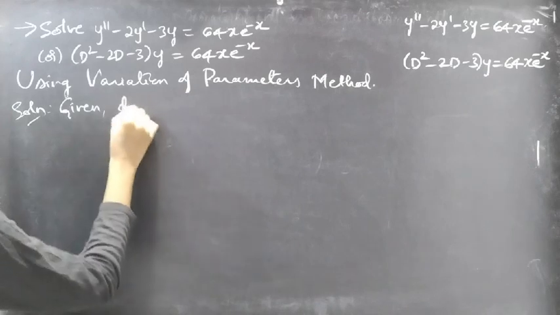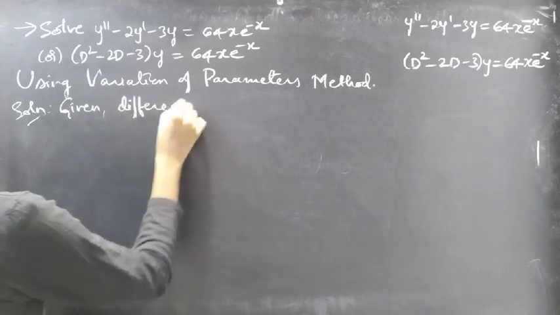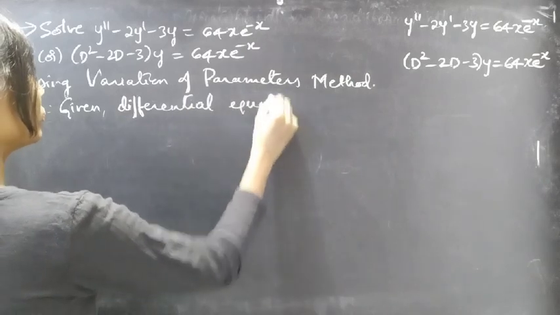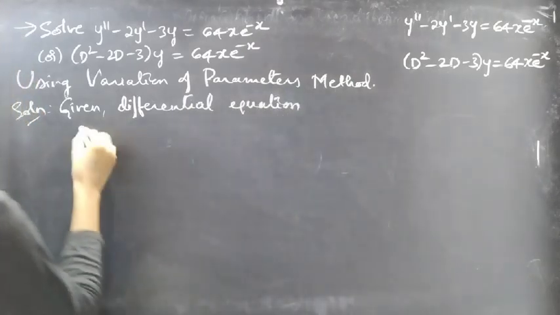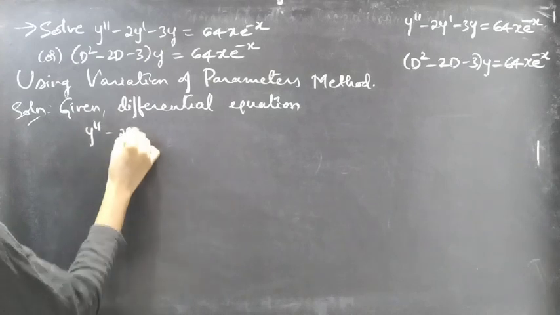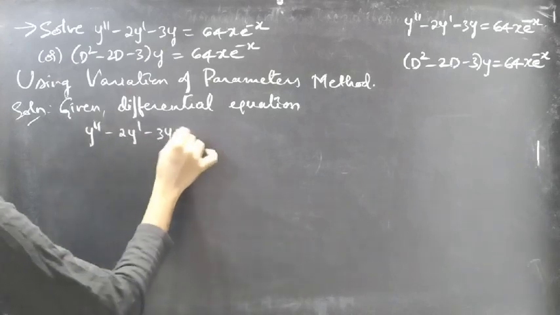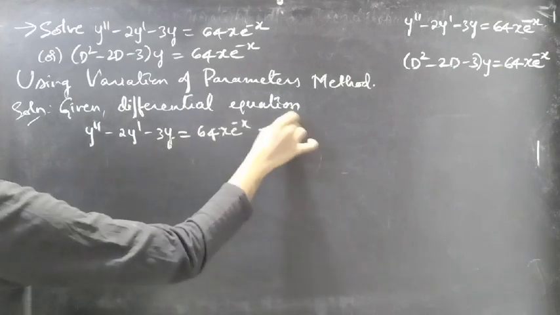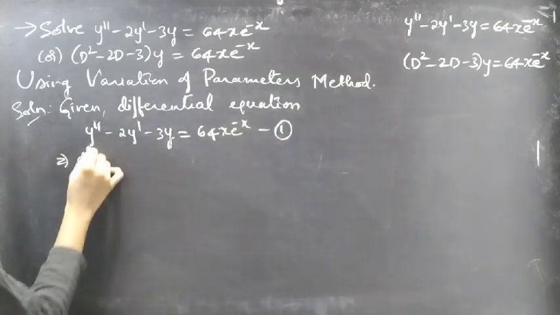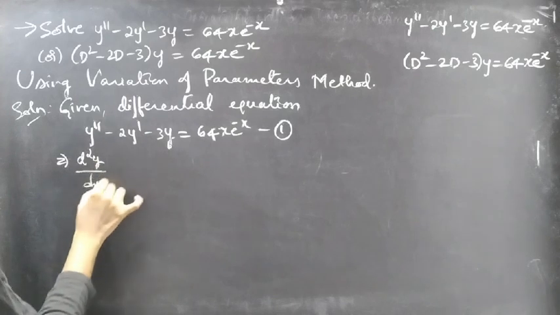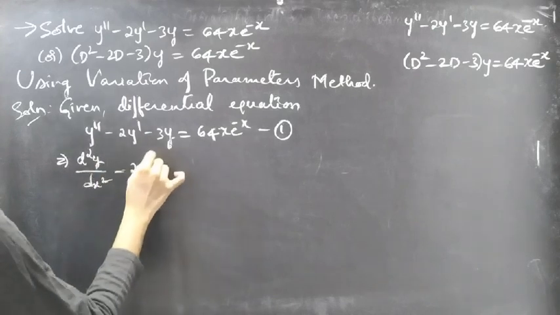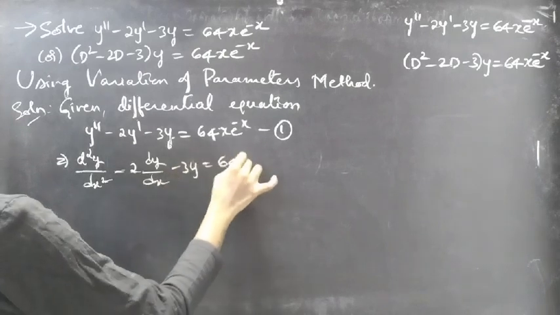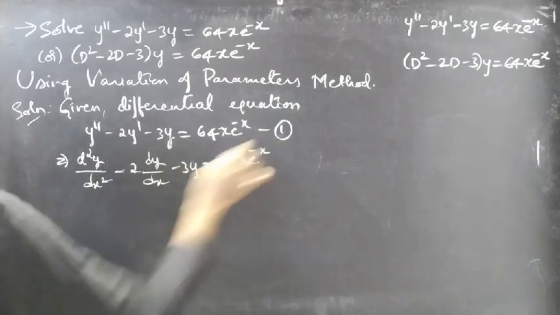Given differential equation, y'' - 2y' - 3y = 64x e^(-x). You can write y'' as d²y/dx², minus 2 into write y' as dy/dx, minus 3y equal to 64x e^(-x), right?